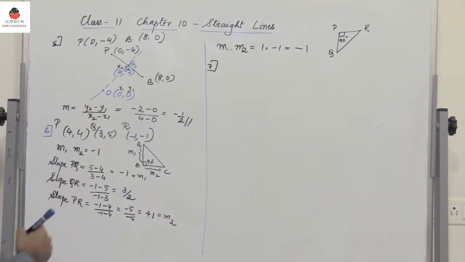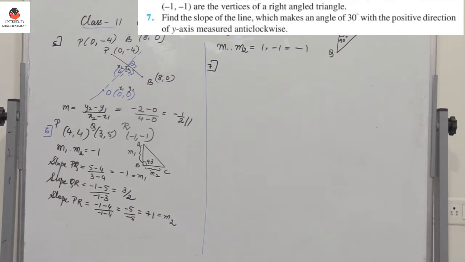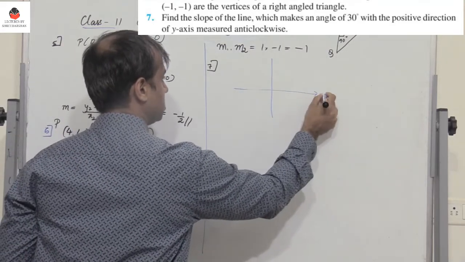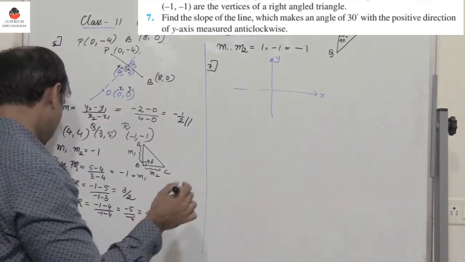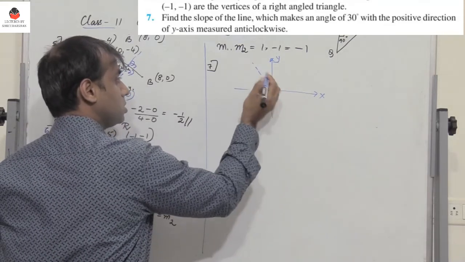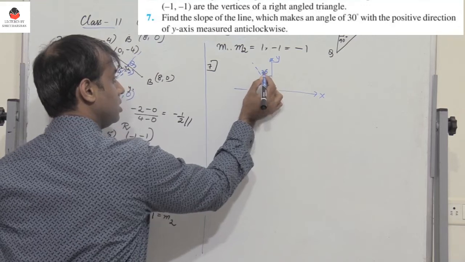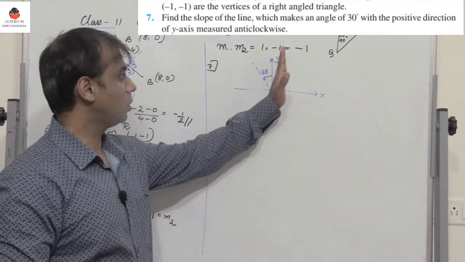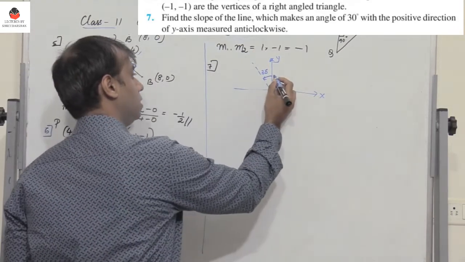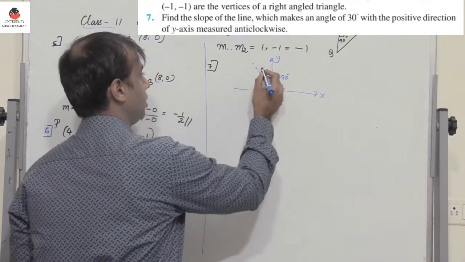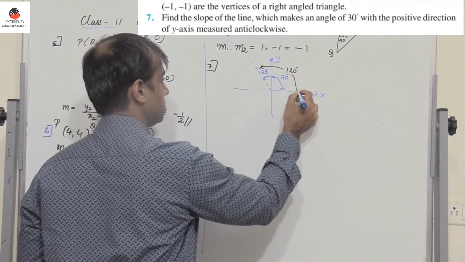Question 7. Find the slope of a line which makes an angle of 30 degrees with the positive direction of y-axis measured anti-clockwise. So again, a very simple problem. So you have the xy axis. So given it makes an angle 30 degrees measured anti-clockwise from the positive direction of the y-axis, right? So this is 30. This angle is 90 degrees. So what about the total angle? The total angle is going to be 120 degrees, right?